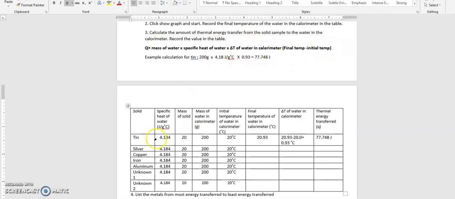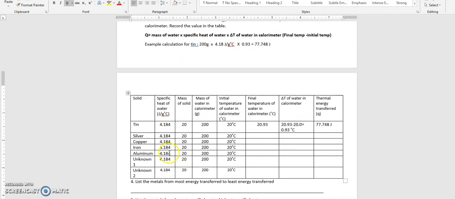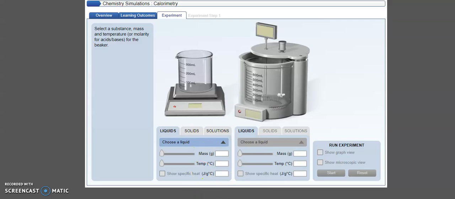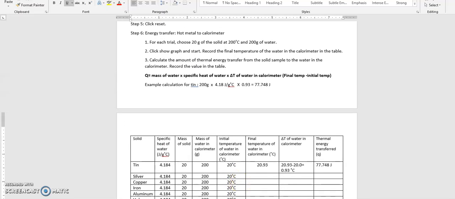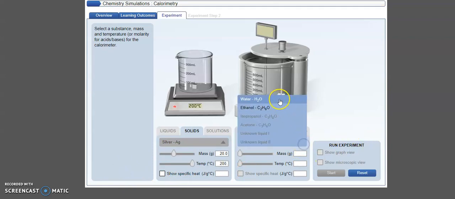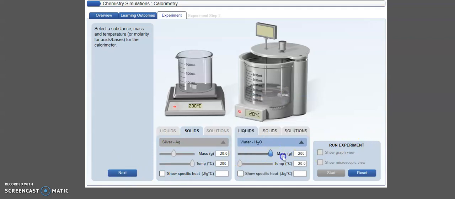Okay, so 10 has been done for you. I'm not going to do 10. I'm going to go ahead, go down, and do silver. So I'm going to choose a solid, silver, 20 grams, because I want to keep that the same. Heat it up to 200, and water, I need 200 milliliters of that.